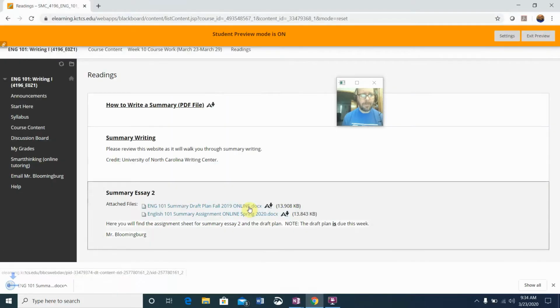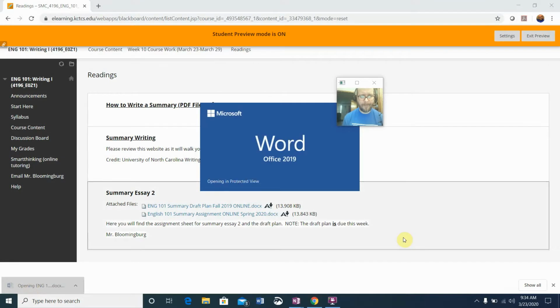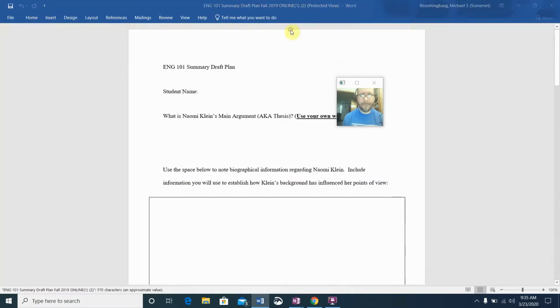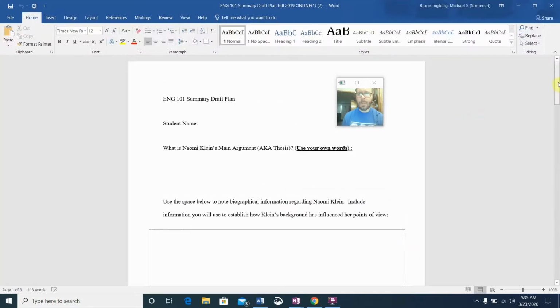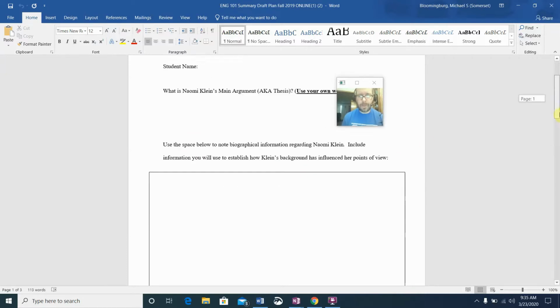Here's the draft plan. It's a little different than what you've probably seen before, where you're being asked to just type your name. The first part of the draft plan, don't forget to do that. It's right here in the highlighted part, where you're being asked to identify Klein's main argument or her thesis. You're putting that into your own words, so please note that. And there's some space below to do that.